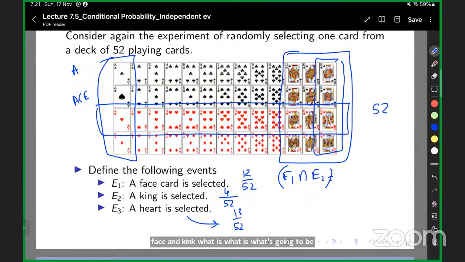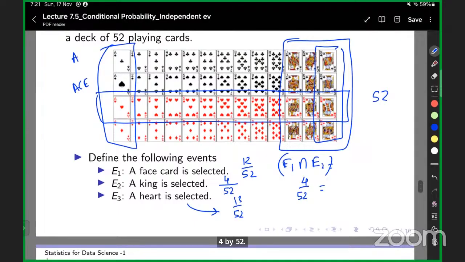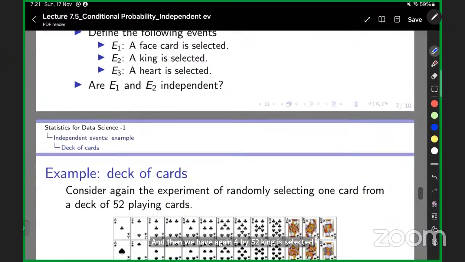Or you can take the intersection of both of them, which is, so face are all of them, and the intersection is this guy, right? Just the king, which is 4 by 52. Now what is P of E1, which is 12 by 52, and then we have again 4 by 52. King is selected, right? So from this we know that they are not independent.